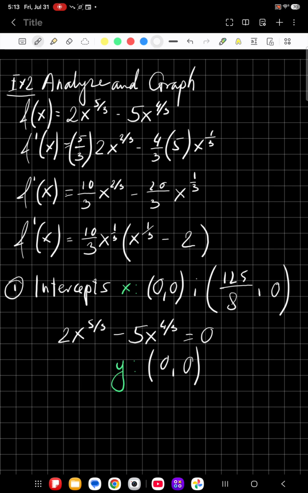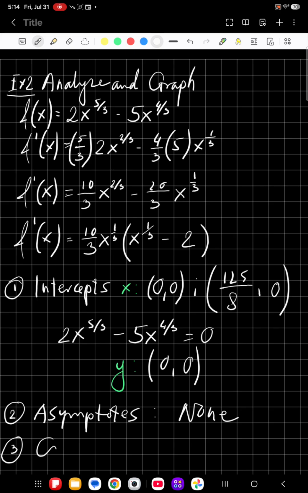What is the next thing? Asymptotes. So this is not a rational function. It's not really a polynomial, but almost. So we're going to say no asymptotes. Okay, so now we have those critical numbers. So step number 3.